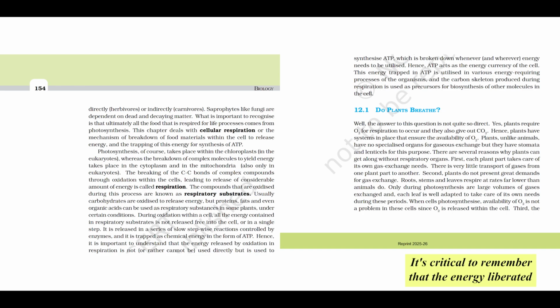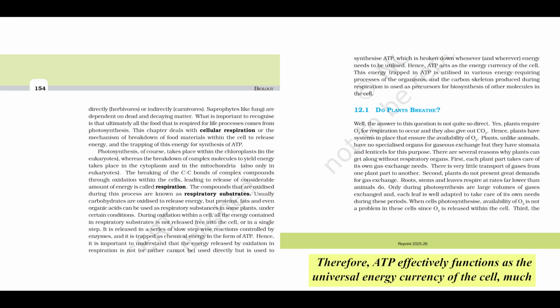It's critical to remember that the energy liberated by the oxidation and respiration is not used directly by the cell for its activities. Instead, it's like earning money. The energy is used to synthesize ATP molecules. Then, these ATP molecules are like the cash that is broken down whenever and wherever energy needs to be utilized within the organism for absorption, transport, movement, anything. Therefore, ATP effectively functions as the universal energy currency of the cell, much like the Indian rupee is our daily currency for transactions. This sophisticated system ensures highly efficient energy utilization and prevents wasteful heat loss.